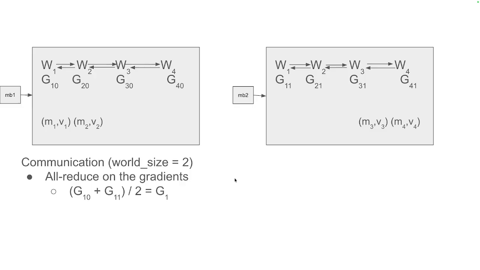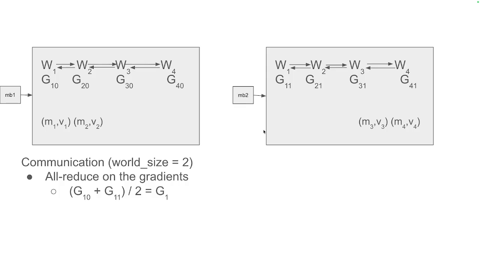So let's see how we are going to move forward. Micro batch 1 goes through this GPU, we do a forward pass and then a backward pass, and we get back the gradients for rank 0. Similarly, micro batch 2 passes through this rank and we get back the gradients.